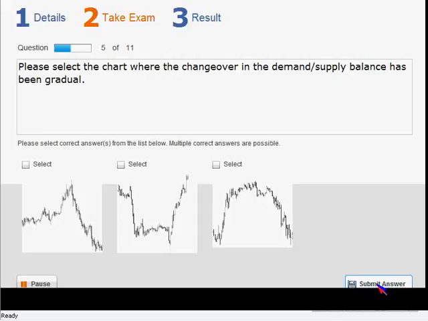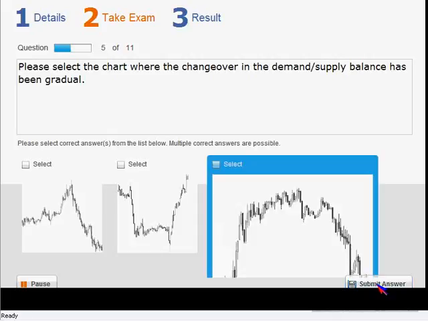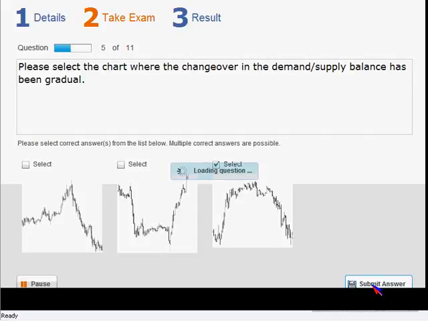Okay, please select the chart where the changeover in the demand-supply balance has been gradual. The first, the second, or third picture. In which one has the changeover in the demand and supply balance been gradual? And the third one. So let's select it. Fine. Next one.